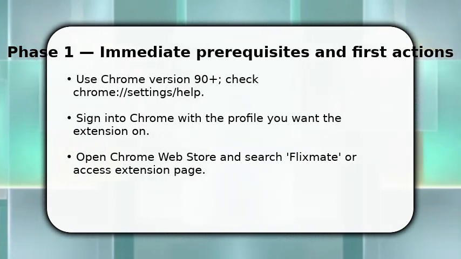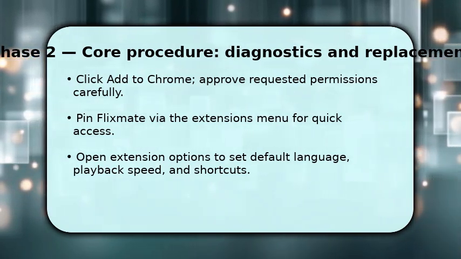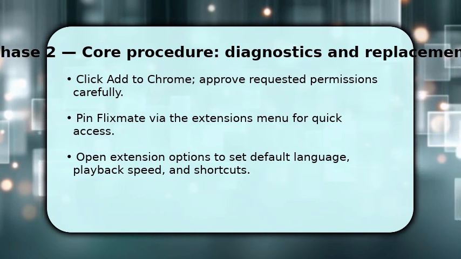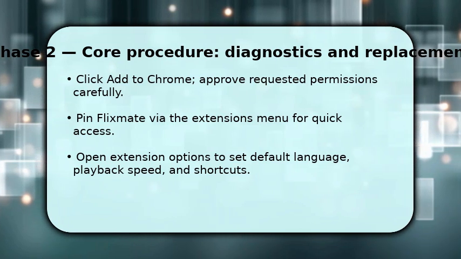Click Add to Chrome and read the permission prompt before approving. This explains what data Flixmate accesses. After installation, pin the extension to the toolbar so you can open it quickly. This prevents hunting through menus later.